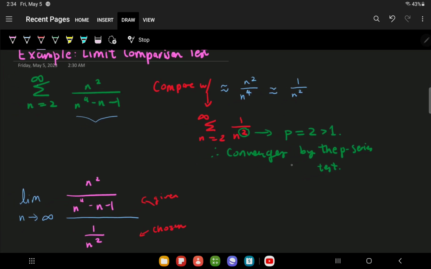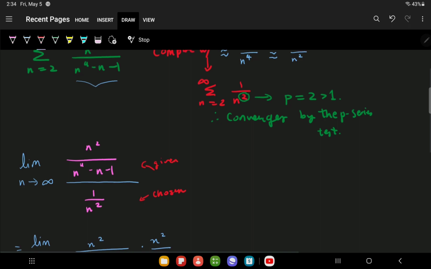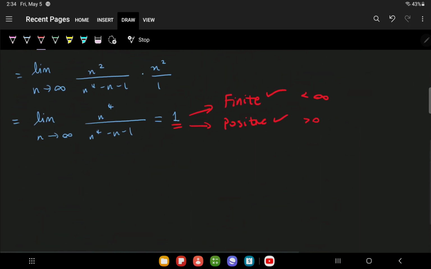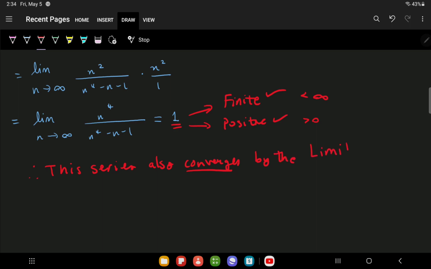And because the sum of 1 over n squared converges by the p-series test, we can say, therefore, this series also converges by the limit comparison test. And that's it.